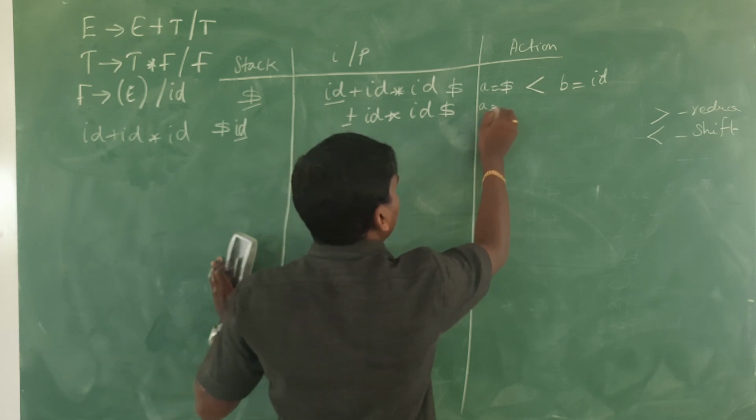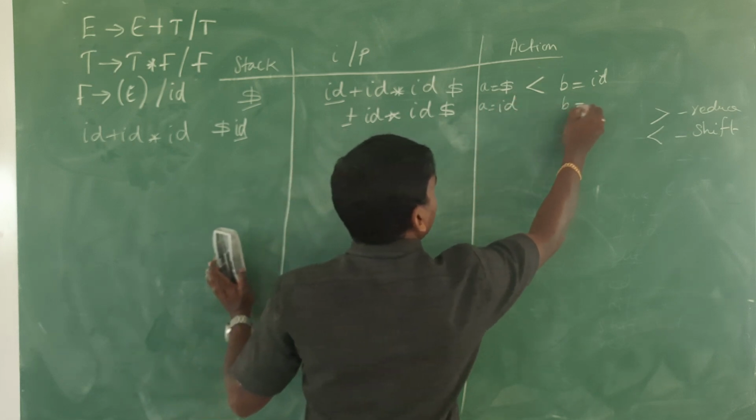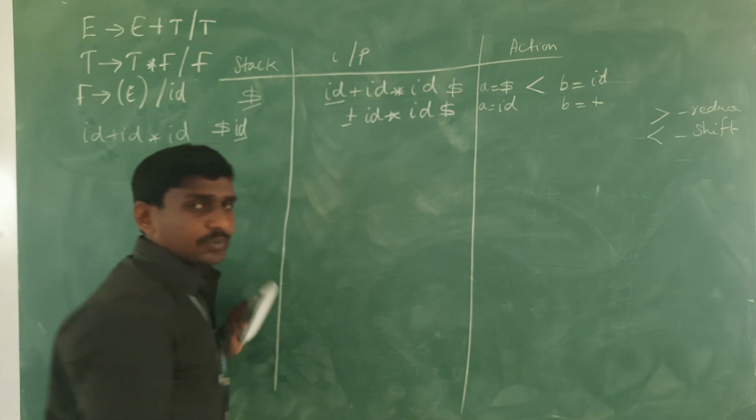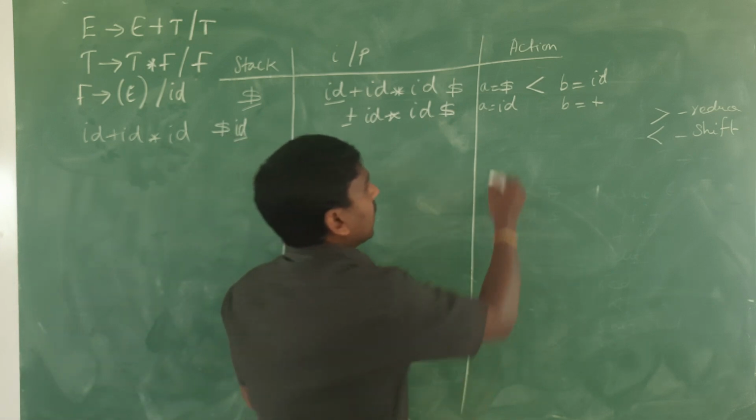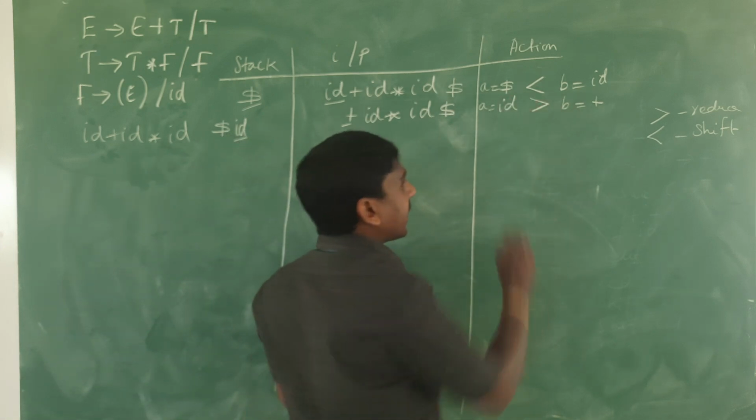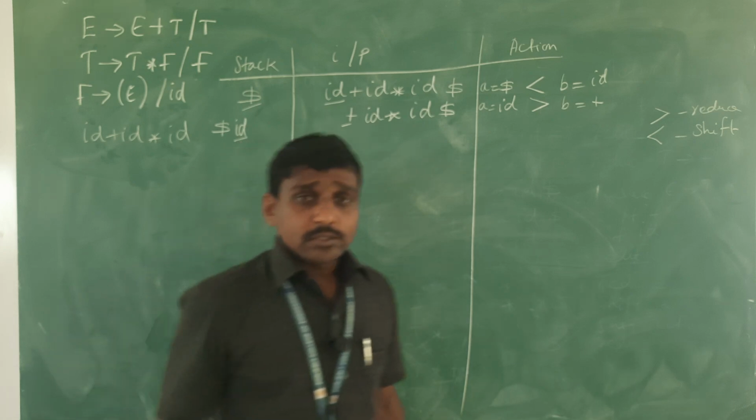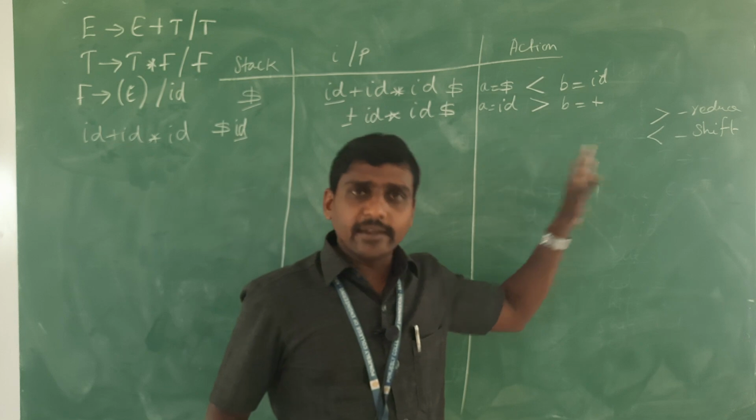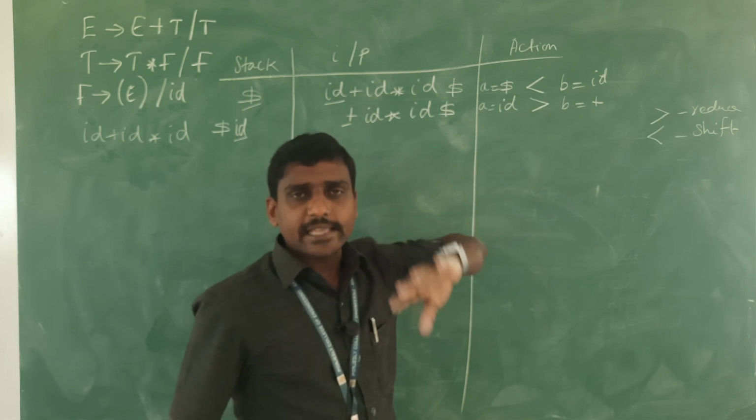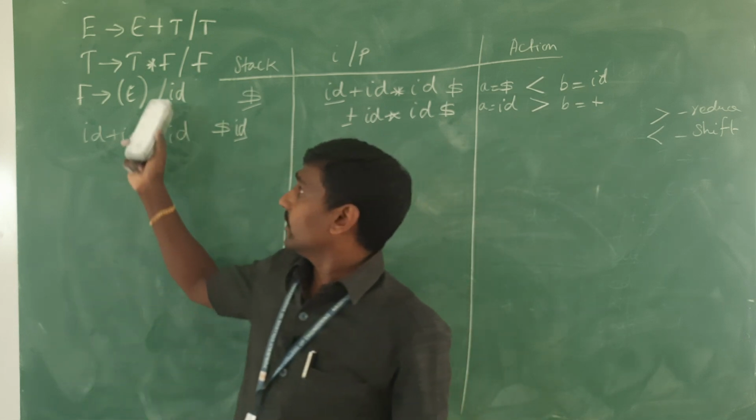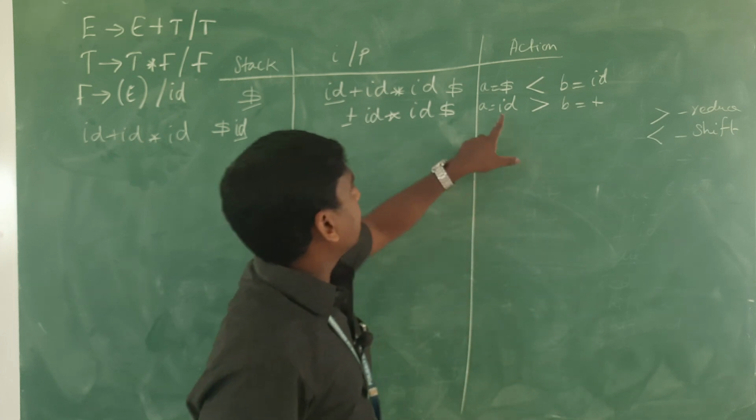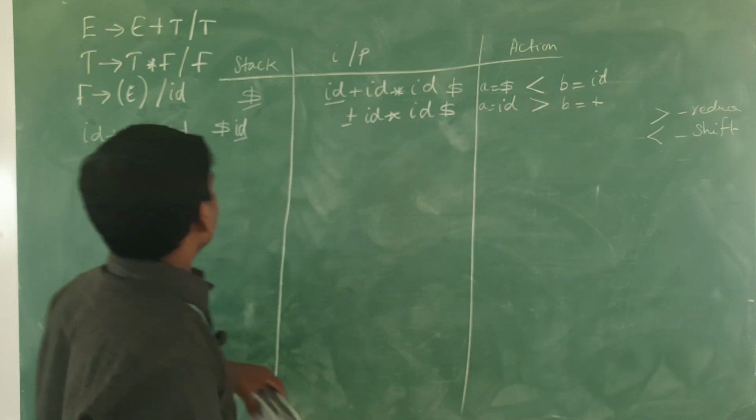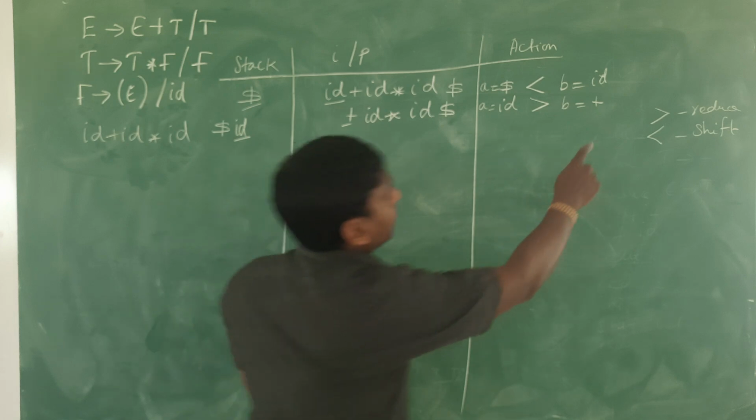So a equal to id and b equal to plus. Which one has the highest precedence? If you see the table, the id has the highest precedence, so it is greater than. Greater than means the handle is there in the grammar. So a is id and b is plus, greater than means we have to reduce.